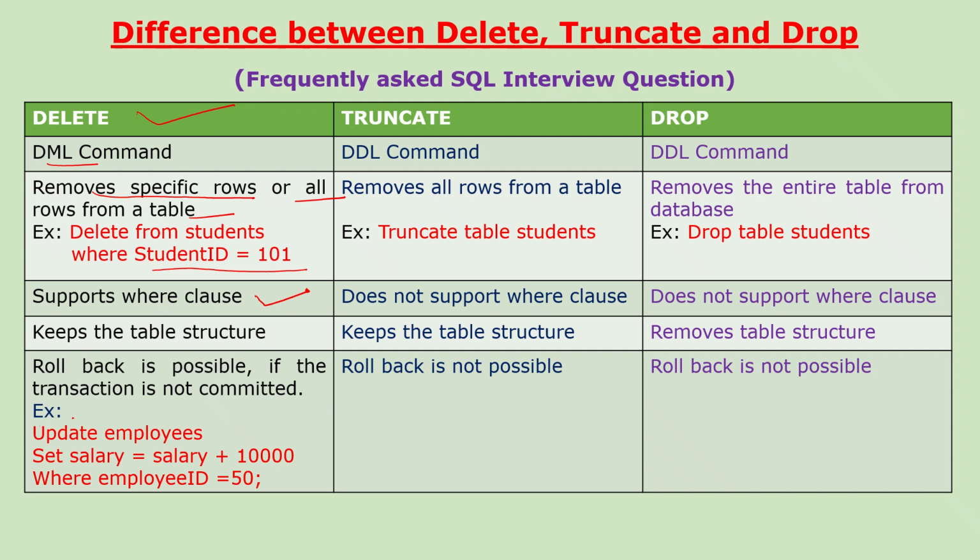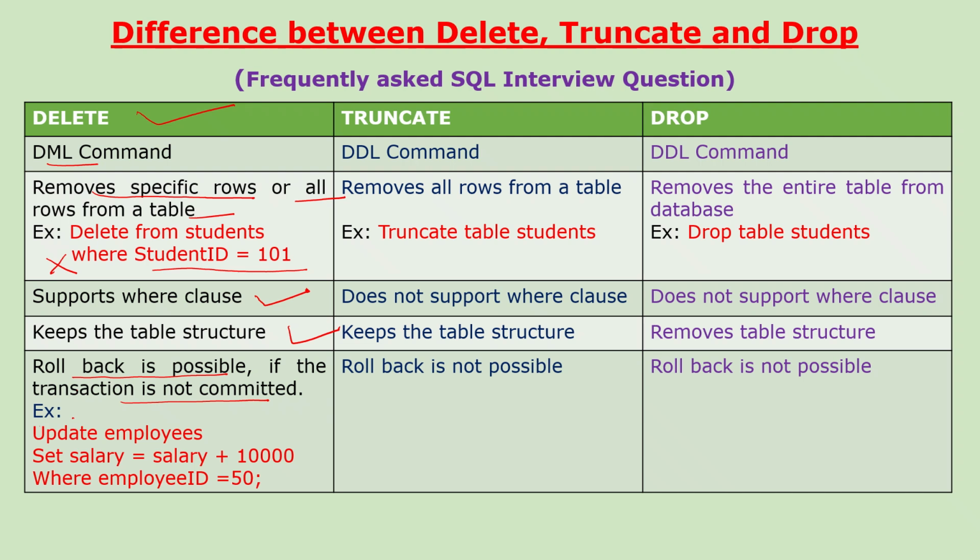While deleting specific rows or all the rows from a table, it will maintain the table structure, but it deletes only the data from a table. Suppose you don't use the where clause with the delete command, then it removes all the rows from a table. For that, we can write the SQL command: delete from students. This will remove all the rows from a table, but it keeps the table structure. Delete also supports rollback if the transaction is not committed.